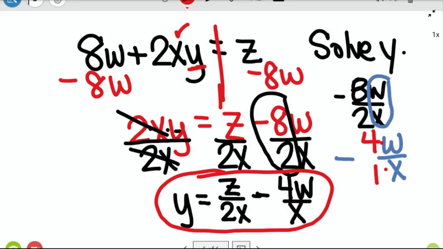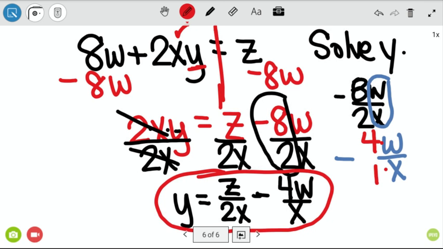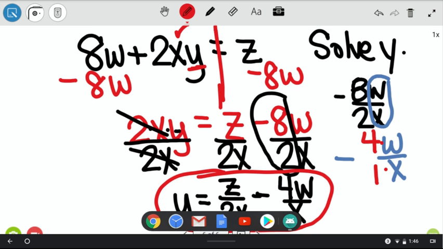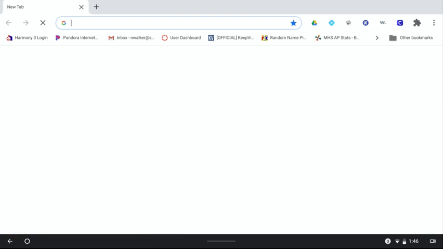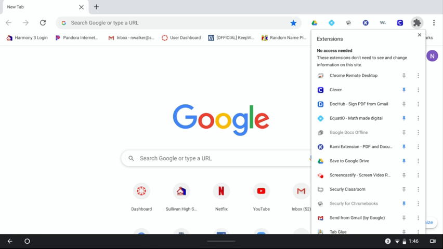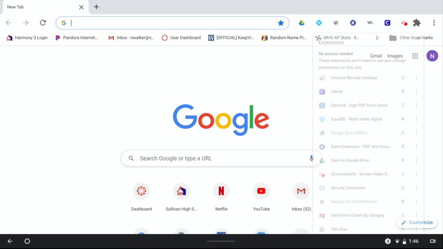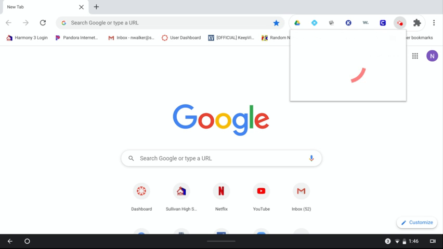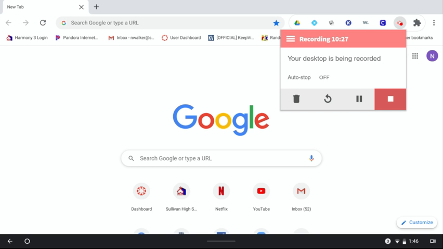Okay, for those of you that just watched me do this, what did I do? My little screen went away. All right, so I've been recording and I hit stop.